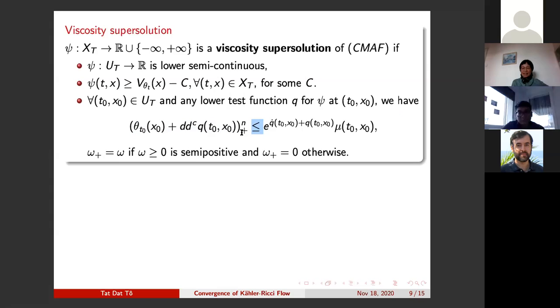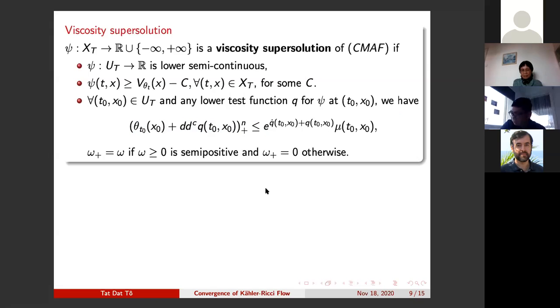May I ask, the notion of viscosity solution or supersolution was introduced by whom, in which context? I will say it later, in just a few minutes. Of course, I will mention some mathematicians in this case.